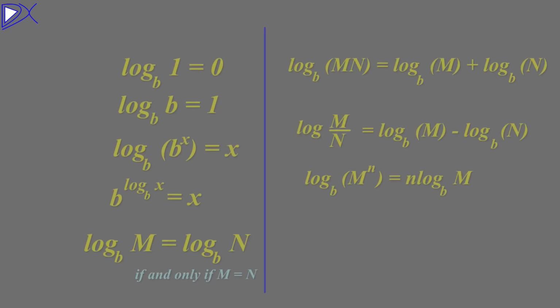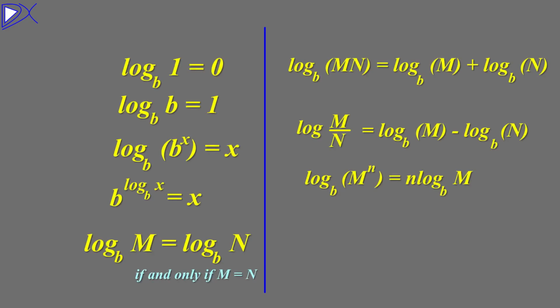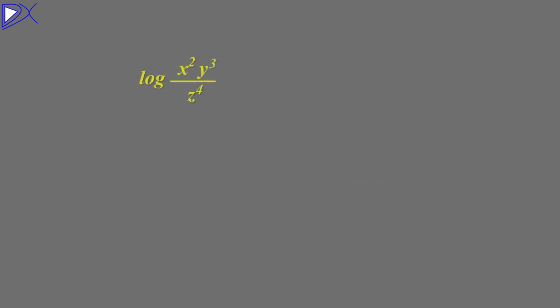You won't apply these properties in isolation. Rather, you use different properties to solve a given problem. I will expand this expression to demonstrate that point. Log x squared times y cubed divided by z power 4. Because you have a quotient of two expressions, we will apply the quotient rule. This rule will give us log x squared times y cubed minus log z power 4.